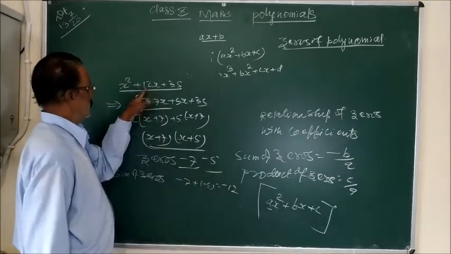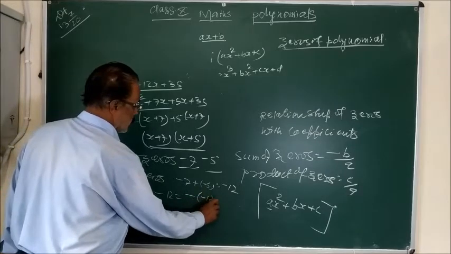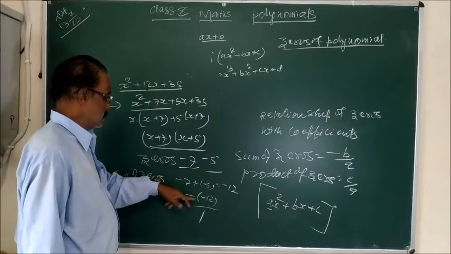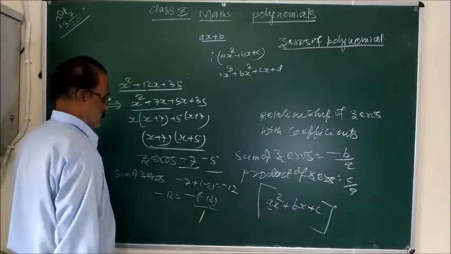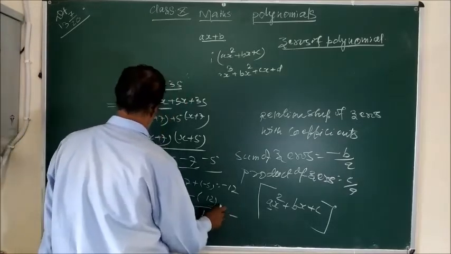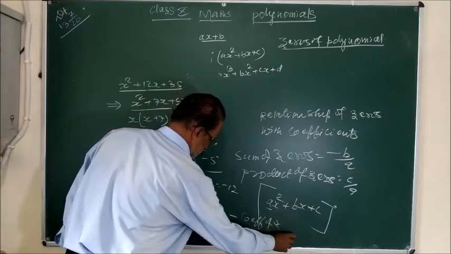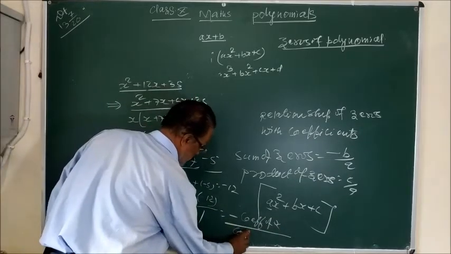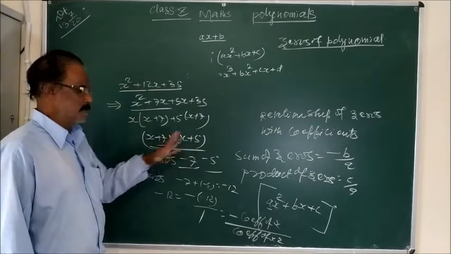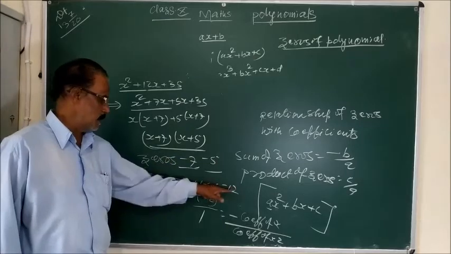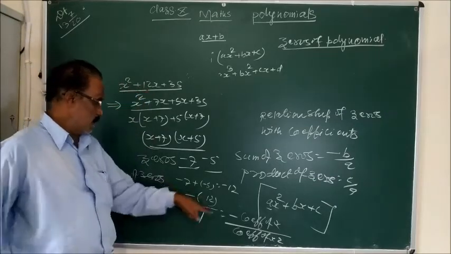How will you write minus 12? We can write minus 12 upon 1. This means minus, what is 12 in the given polynomial? It is the coefficient of x, and 1 is the coefficient of x squared. This is the relationship. You factorize, you get the factors, you find the zeros, you find the sum of zeros, minus 12. Minus 12 we can write as minus 12 upon 1. So minus 12 means minus coefficient of x.